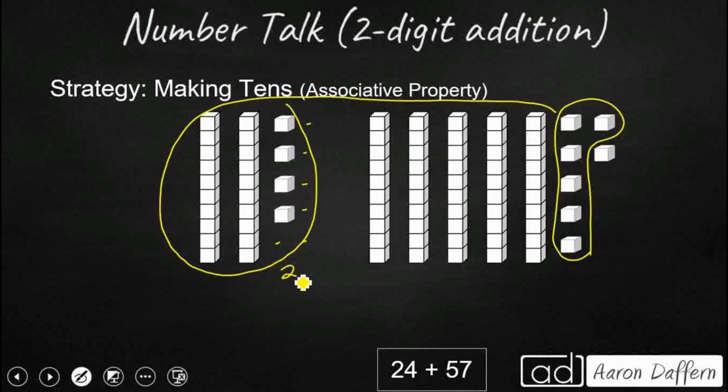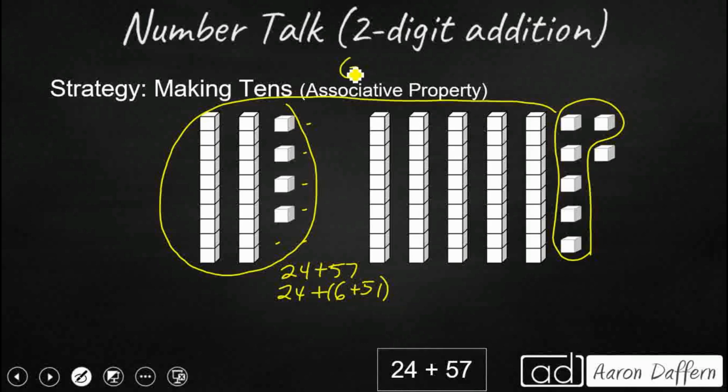So this is what it looks like. I've got my 24 and I'm going to keep that the same. I'm going to break up my 57 into two parts. First, that 6 that I need to add to the 24 to get up to that 30, and then whatever's left over, which is 5 tens and a 1, that's 51. So I've now reimagined my 57 as a 6 plus 51.